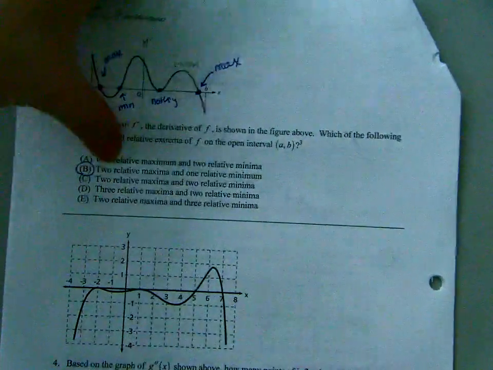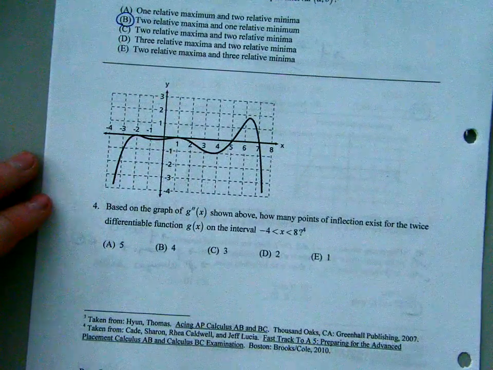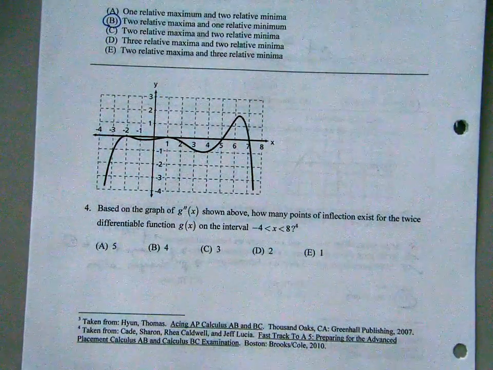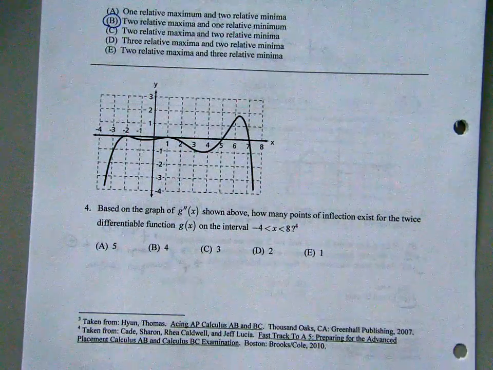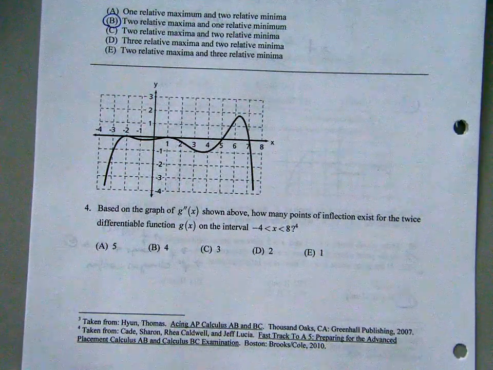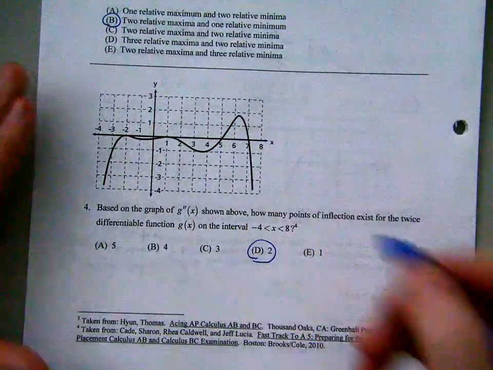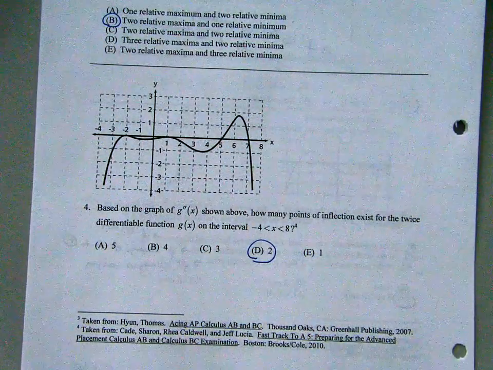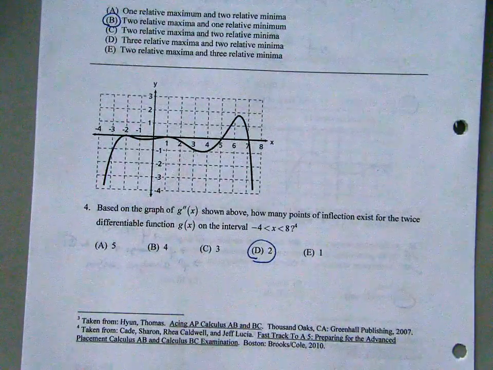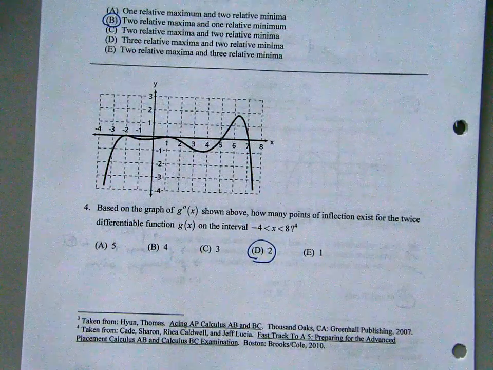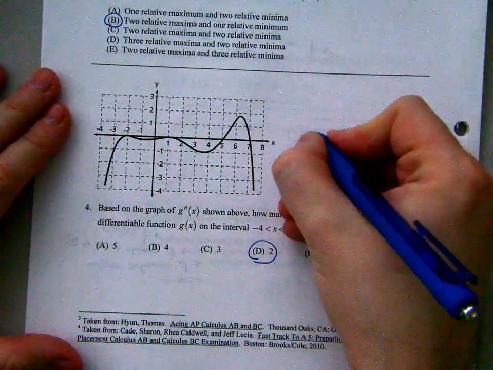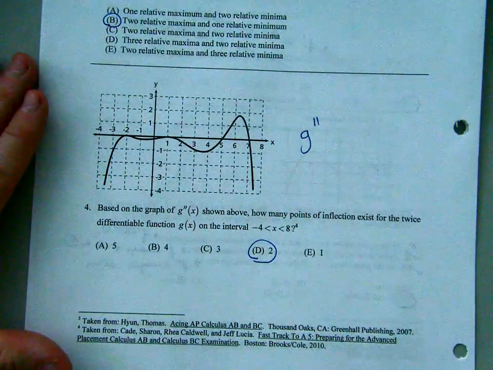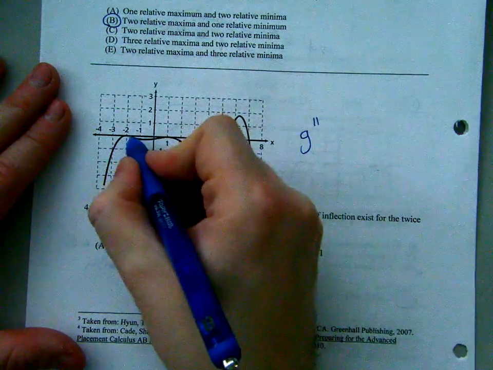All right. Number 4, Brianna, what did you say about 4? D? Jamie, what did you say? B, what did you say? D? I'm liking D. So points of inflection are where f double prime changes sign. Slope or y values? Y values, because we have not f, g. We have g double prime. So I'm looking for where the y values on that graph of g double prime are changing sign.